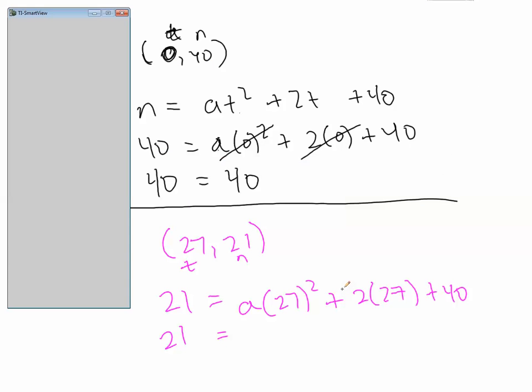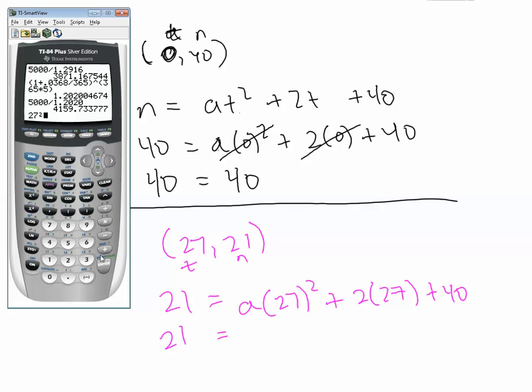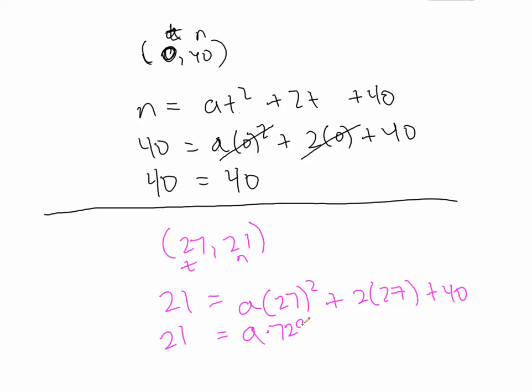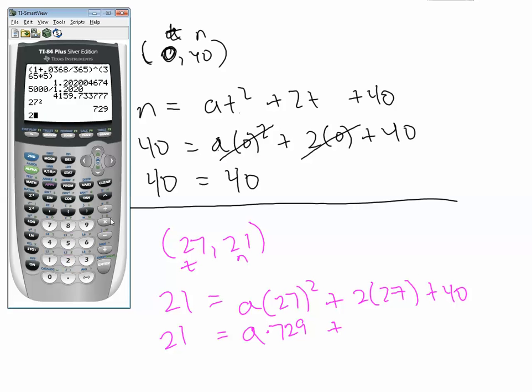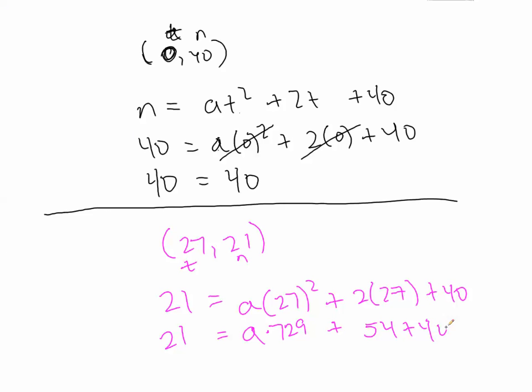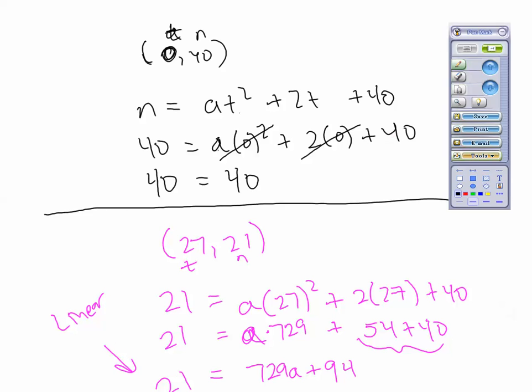Okay, so let's look at 27 squared. 27 squared is 729. So really this is a times 729 plus, well, what's 2 times 27? 2 times 27 is 54. And then we have plus 40. So I can combine those, and that gives me 94. So it's really just 729 times a plus 94. Make that look a little prettier. And 21 equals that. Well, what kind of function did this reduce down to? Well, this is now linear. And that happens whenever we plug in constant values, that we reduce it to a linear function.